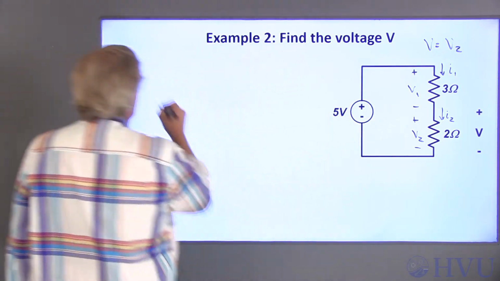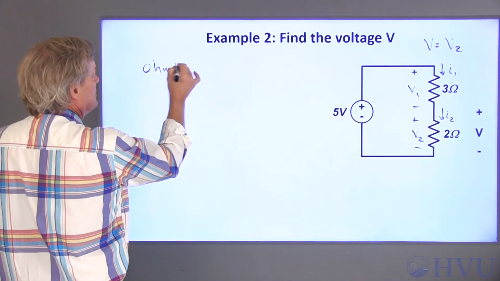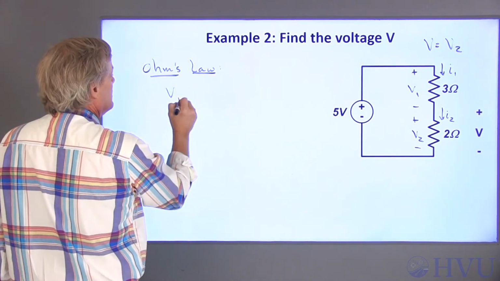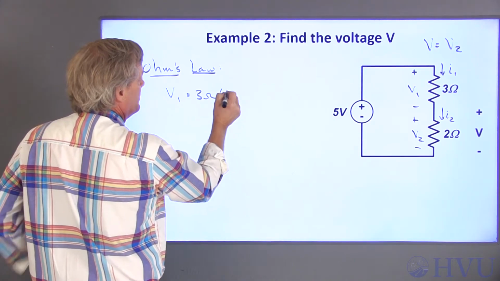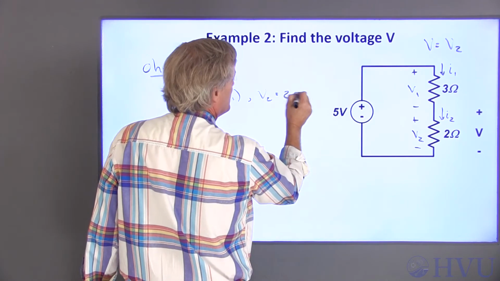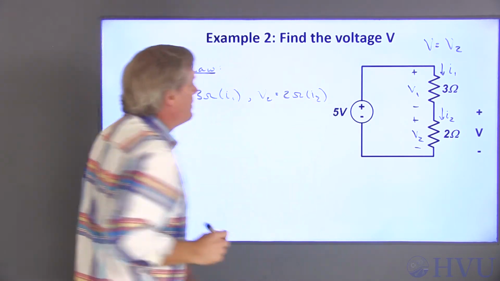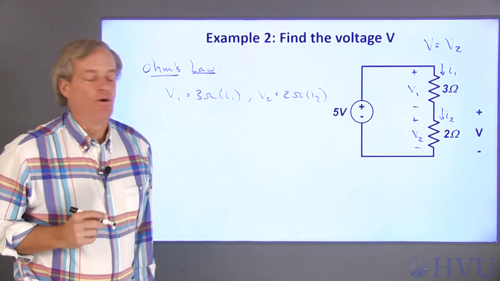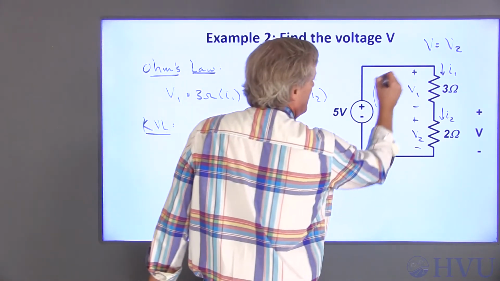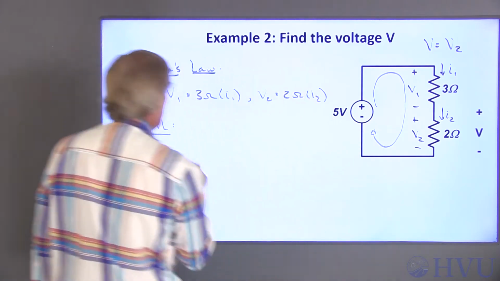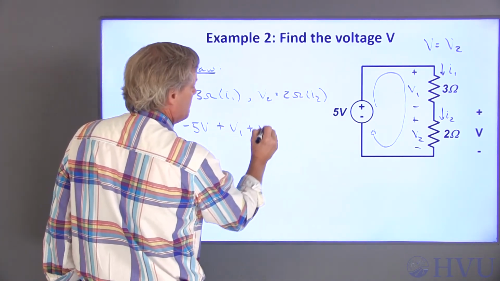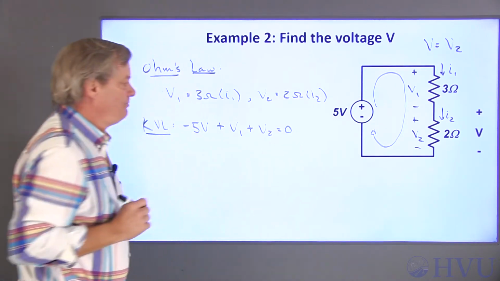Now, let's do Ohm's law. So V1 is equal to 3 ohms times I1. And V2 is equal to 2 ohms times I2. Those are 2 equations. I have 4 unknowns. Now I have one loop that I can do KVL. So let me loop this direction. So negative 5 volts plus V1 plus V2 is equal to 0.